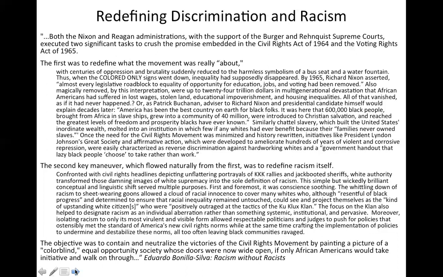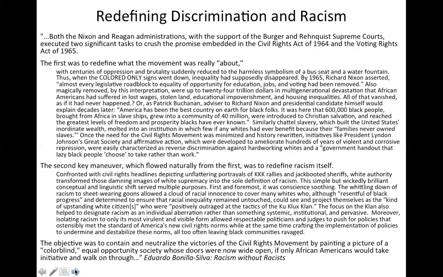Moreover, isolating racism to only its most viral and visible form allowed respectable politicians and judges to push for policies that obstinately met the standard of Americans' new civil rights norms, while at the same time crafting the implementation of policies that undermine and destabilize those norms, all too often leaving Black communities ravaged.